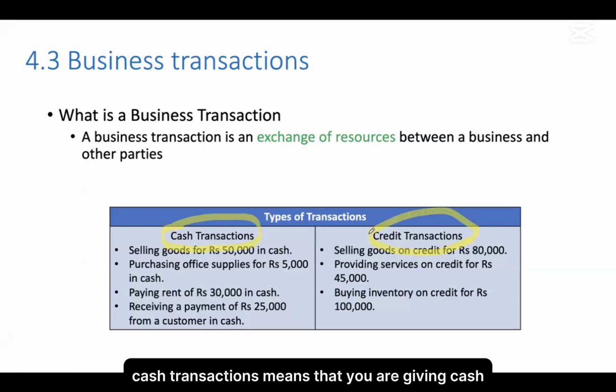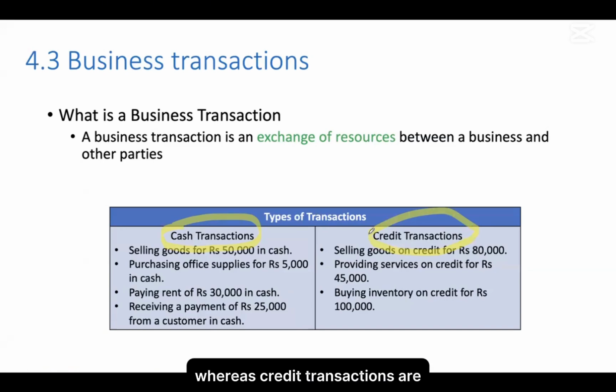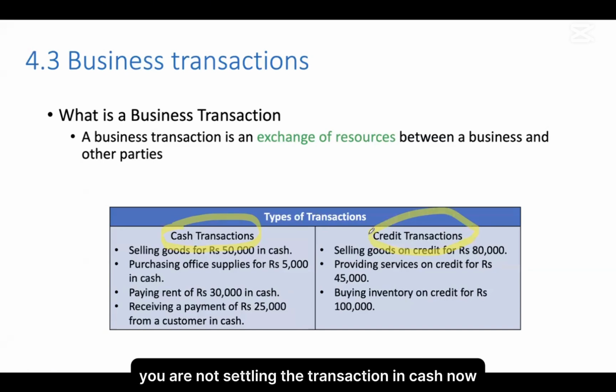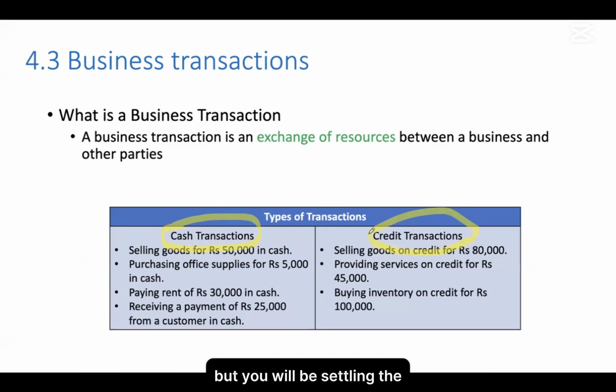Okay, cash transactions means that you are giving cash or you are doing the settlement with cash right now. Whereas credit transactions are where you are not settling the transaction in cash now, but you will be settling the transaction in cash at a future date.